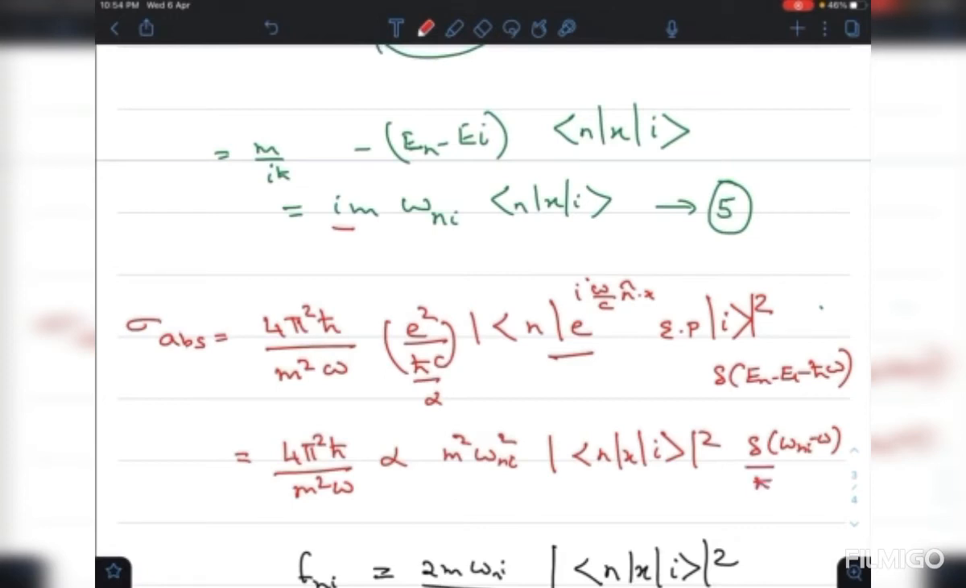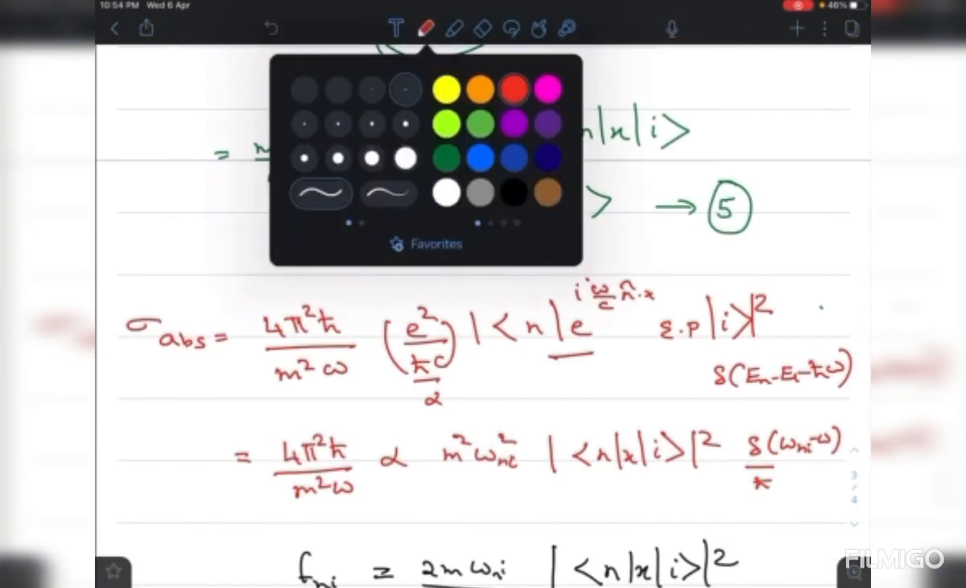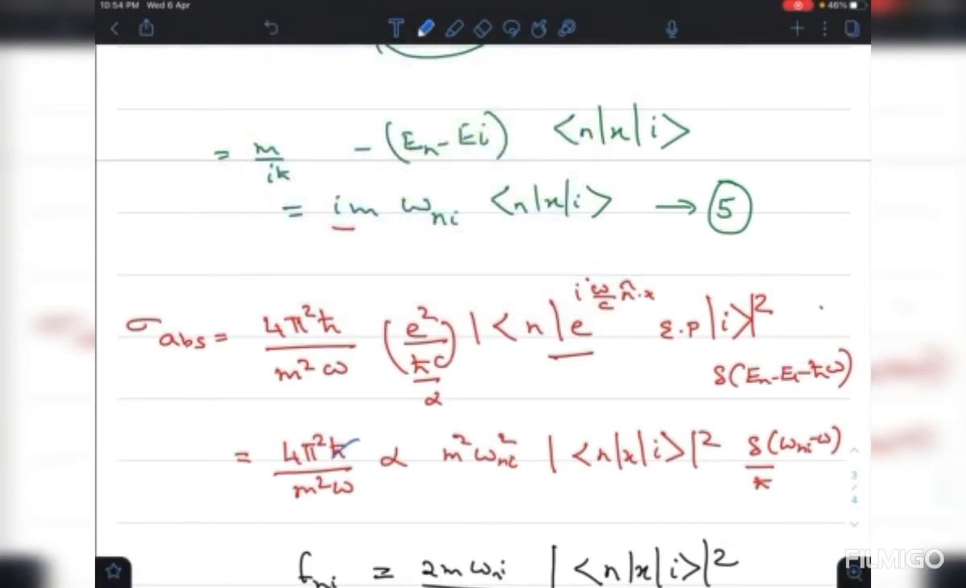So you can see that a couple of terms cancel. This h cross and h cross get cancelled. M square and m square get cancelled. 1 omega and here 1 omega get cancelled. Okay, so you are left with 4 pi square alpha omega ni modulus n xi the whole square delta omega ni minus omega.